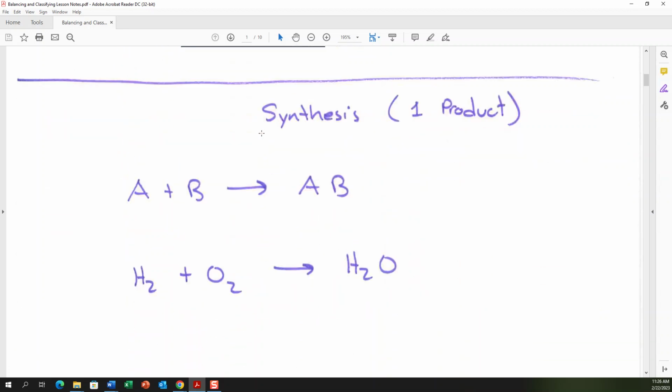All right, so synthesis. Basically, you're looking at a synthesis reaction when you have only one product. So two things form one thing. Basically, that's what you're looking for. So A plus B yields AB, right? And it could be two elements make a compound, like hydrogen and oxygen yield water. This would be a synthesis reaction. But it doesn't have to be two elements making a compound. Just as long as you have one thing, one compound on the product side, it's probably going to be synthesis.